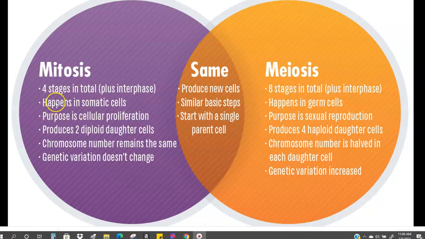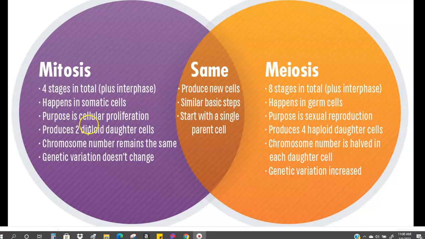Mitosis occurs in all somatic cells. So somatic cells are all of our body cells, except for our sex cells. Like in the epidermis of our skin, in our bones, in our liver, all of these cells will undergo mitosis.